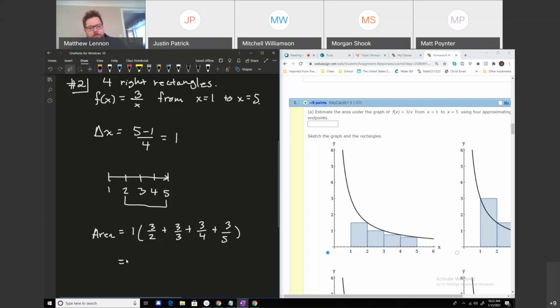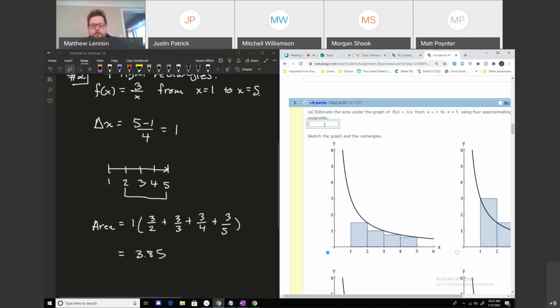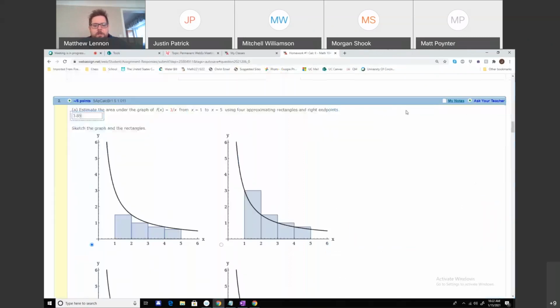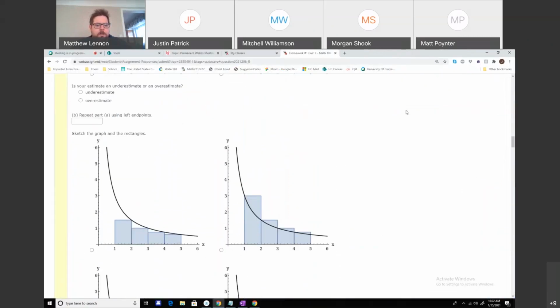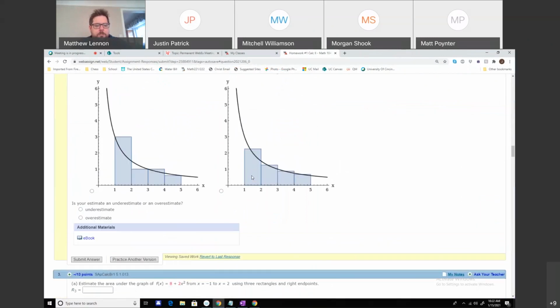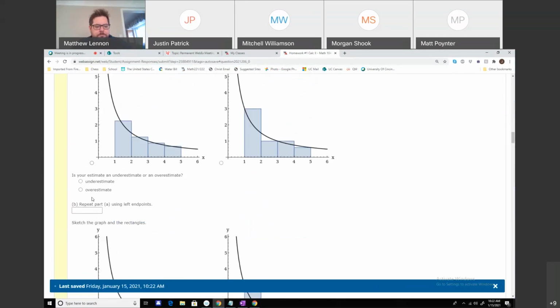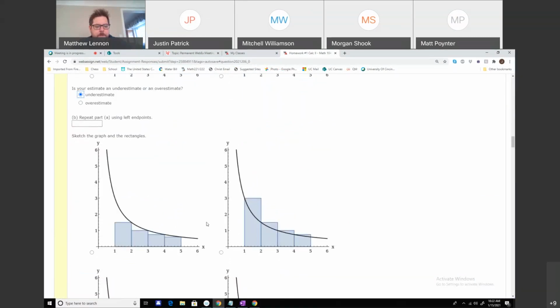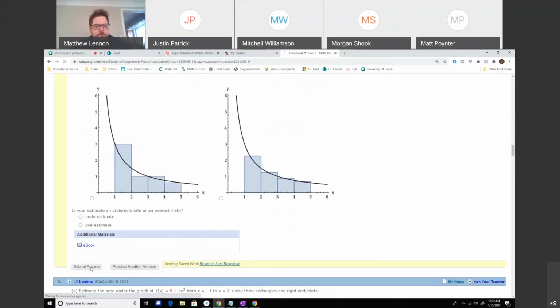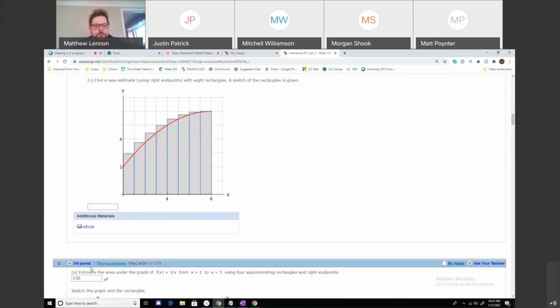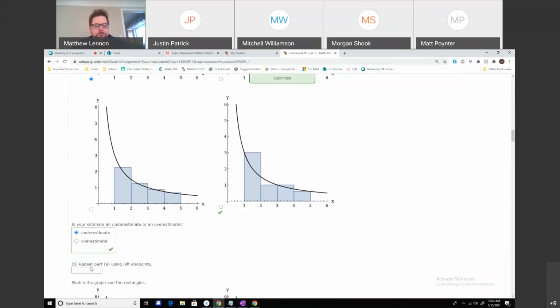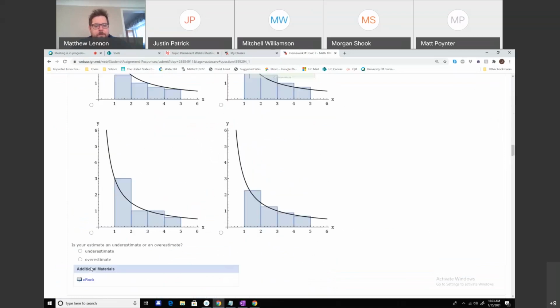So I get 3.85. The next part is just left endpoint, so that'll be the same. Again, we can see that this is going to be an underestimate here. So let's have a look. Yep, and we got it right. So pretty straightforward there.